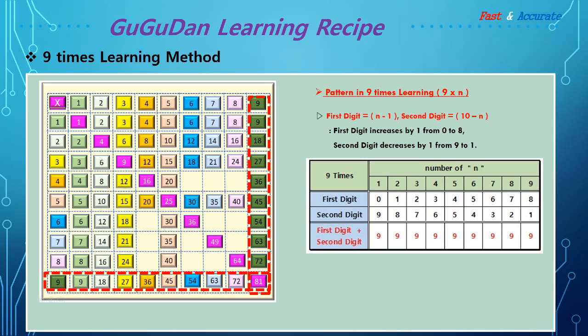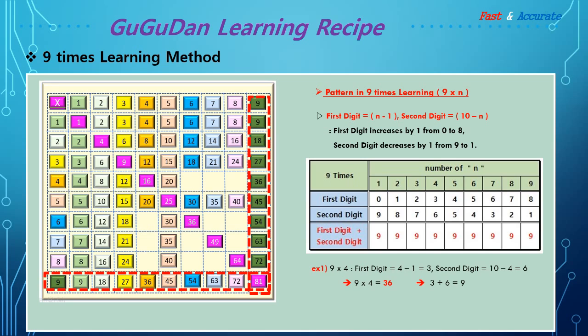The multiplication value of 9 times 1 is 9 because the first digit is 1 minus 1, so it becomes 0, and the second digit is 10 minus 1, so it becomes 9, and consequently 9 times 1 becomes 9. Likewise, for 9 times 2, 2 minus 1 in the first digit becomes 1. The second digit is 10 minus 2, so it becomes 8. So the multiplication value of 9 times 2 becomes 18, and for 9 times 4, 4 minus 1 in the first digit becomes 3. The second digit is 10 minus 4, so it becomes 6, so it becomes 36.